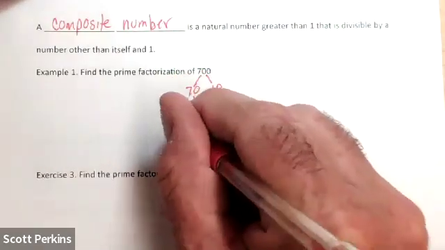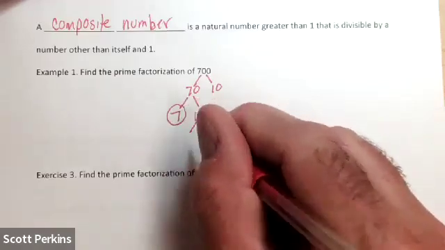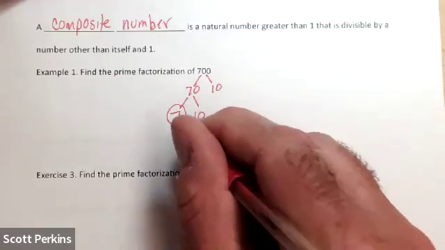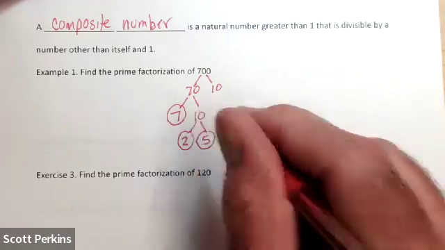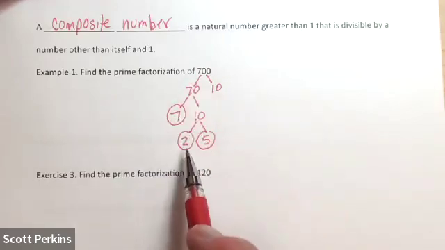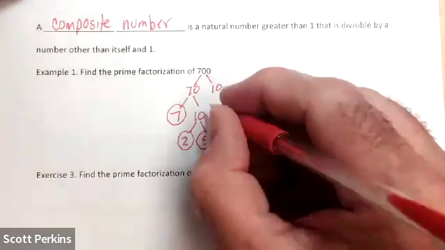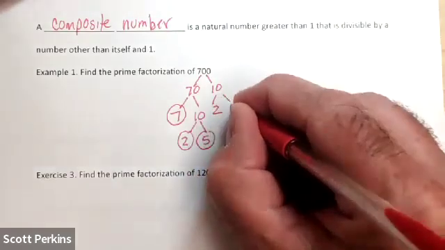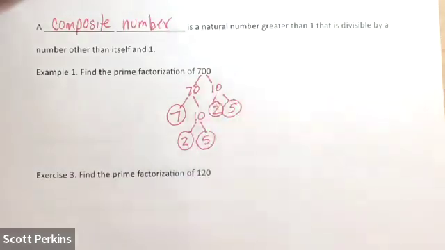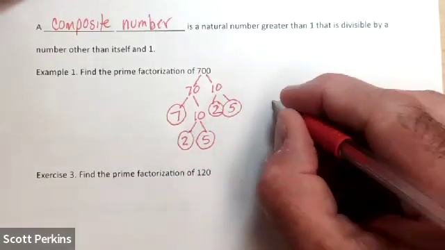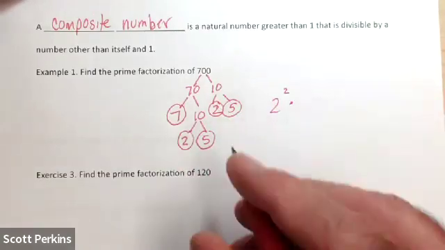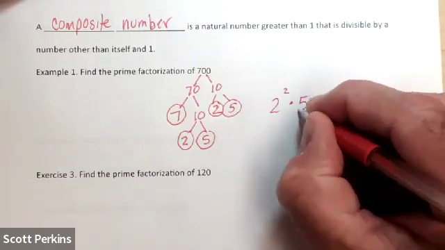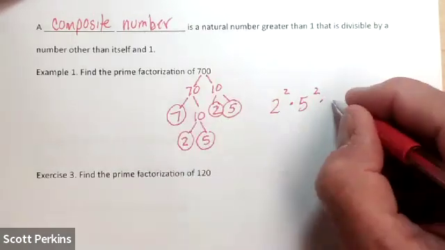7 is a prime number. I'm going to circle it. 10 is 2 times 5. Those are prime numbers. And so my goal is that at the end of each branch is a prime number. And so here's what's called the prime factorization of 700. It is 2 times 2, so I'm going to write 2 squared, 5 times 5, 5 squared, times 7.